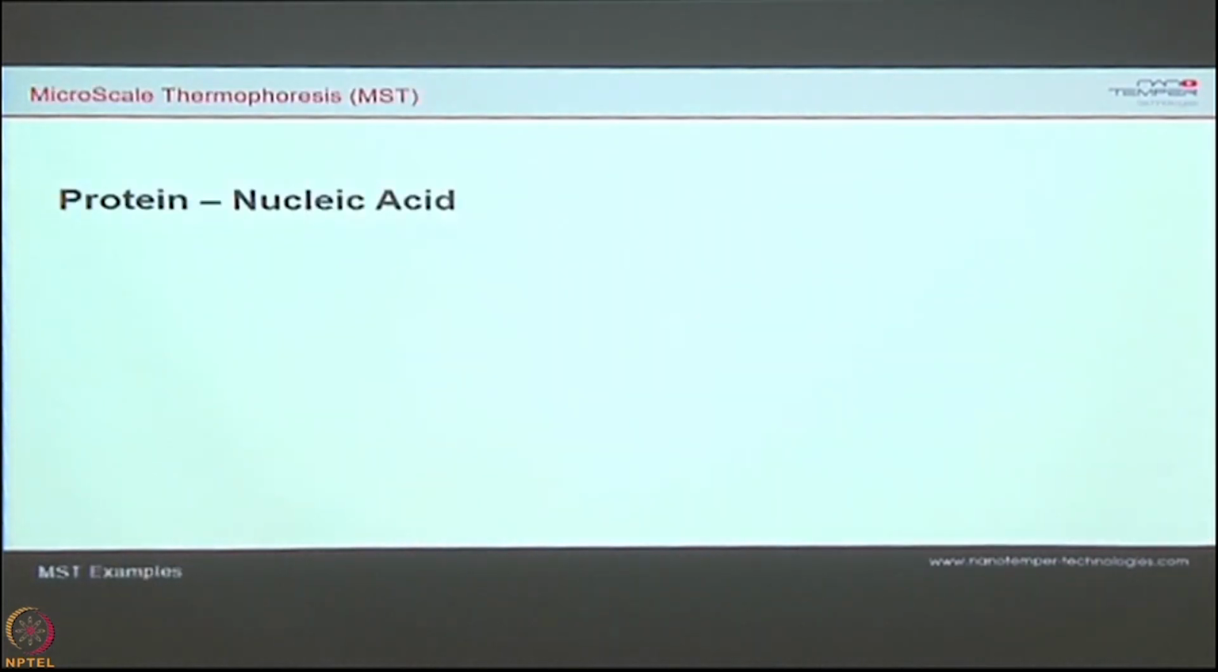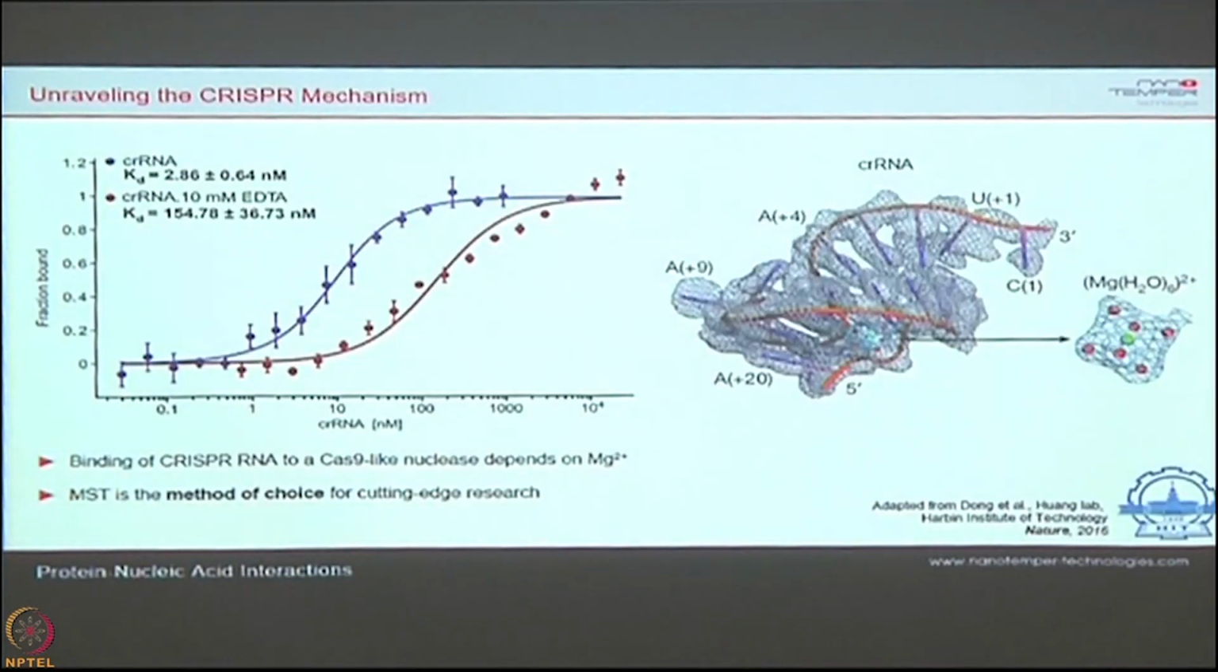Another interaction people are most interested in is protein-nucleic acids. I'm sure you are well aware of the CRISPR mechanism. Here the RNA to the nuclease protein has been studied, and this paper hit Nature. In this paper they quoted that this is the only biophysical technique that has been used to determine the binding affinities. So even for cutting-edge technologies, MST has become a very handy tool to determine binding affinity.